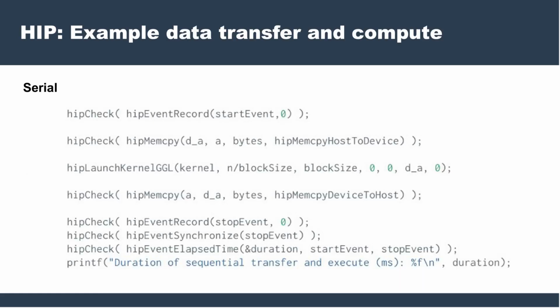In HIP, efficient data transfer and compute can be achieved using streams. By employing hipMemcpyAsync for asynchronous data transfers and hipLaunchKernelGGL for kernel execution, we can manage multiple streams. This approach allows for overlapping computation with communication, enhancing performance by executing kernels on different streams simultaneously.